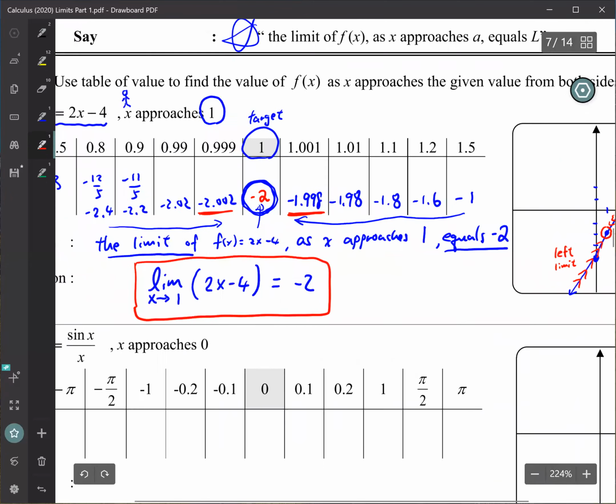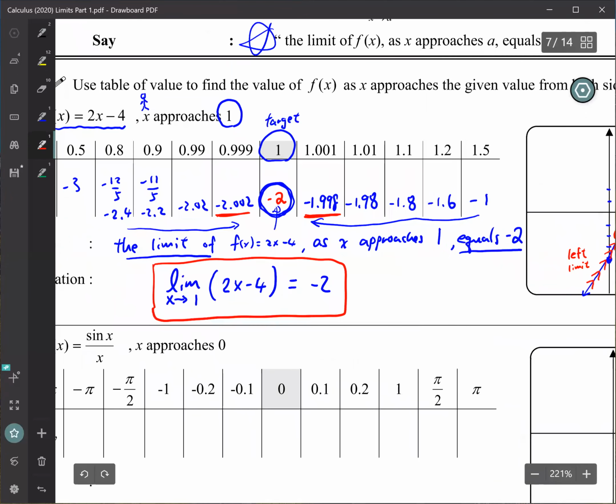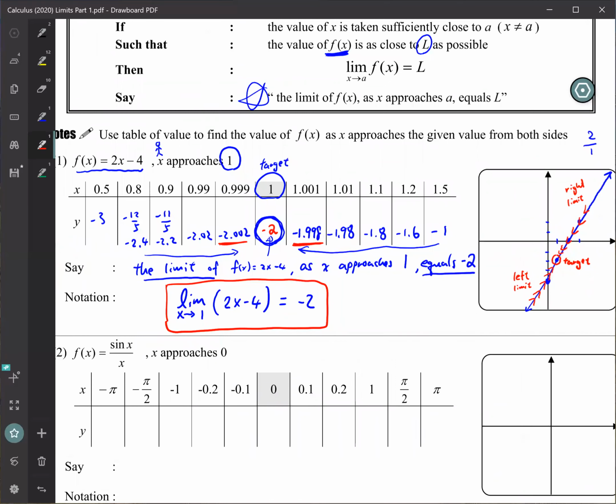Can we find the limit without making the table? Jesse? Sorry, my audio cut out. Could you repeat that question, please? Can we find the limit to be -2 without making the table? Yes. How do we do that? We graph 2x minus 4, and then you look from the right side and left side, and then you see if it's -2.